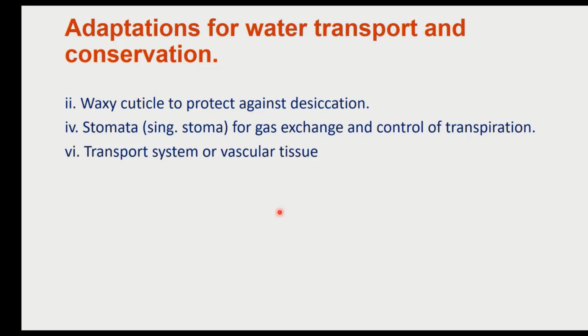So gaseous exchange involves the movement of gas, that specific type of gas, and obviously involves diffusion. So gas moves from an area of high concentration to an area of low concentration. That allows gas to move in and out of the plants, for example oxygen and carbon dioxide. So oxygen will move into the plant because it has a higher concentration of oxygen outside of the plant, and vice versa with carbon dioxide, which moves in the opposite direction.